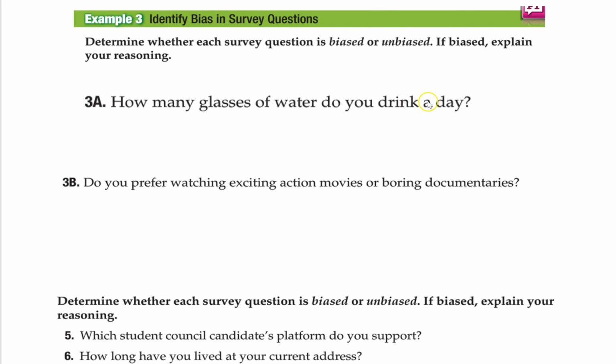So we're trying to identify whether something's biased or not. So this first question: how many glasses of water do you drink a day? That's unbiased. They're just asking, hey, how many glasses of water do you drink a day? Nothing wrong with that. Unbiased.